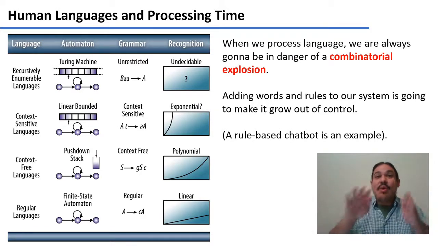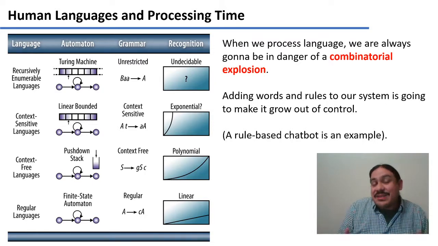So modeling all of human language using rules can be a problem because of combinatorial explosion, because you need so many rules. And as a linguist, I can even tell you that we don't know how many rules you need to describe a language. We cannot even demonstrate to you that the number of rules is finite.